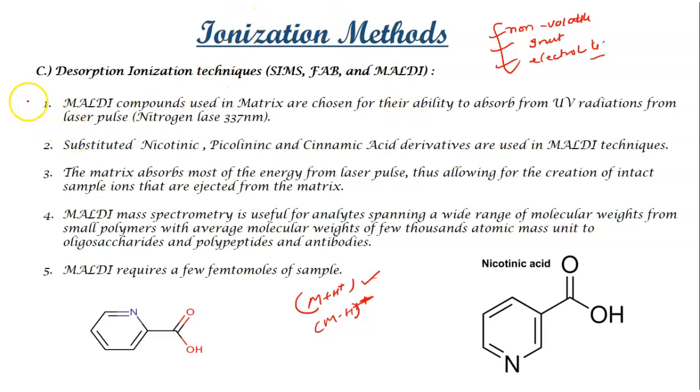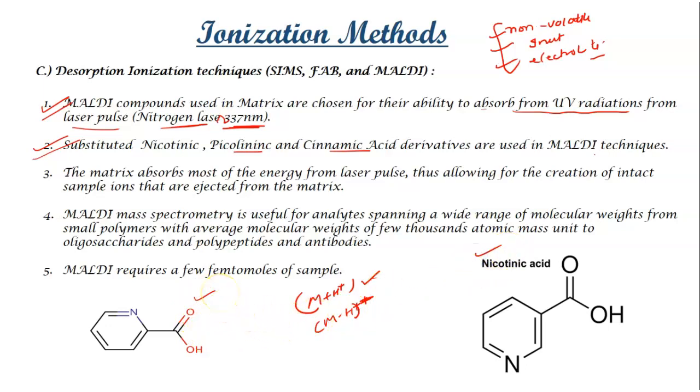And now let's see what compounds can be used as a matrix. Talking about MALDI specifically, the matrices are chosen for their ability to absorb UV radiation from the laser pulse, such as a nitrogen laser, that absorbs at 337 nanometer. So compounds that could be used are substituted nicotinic, picolinic, and cinnamic acid derivatives. This one over here is your picolinic acid derivative, and this one is your nicotinic acid derivative.